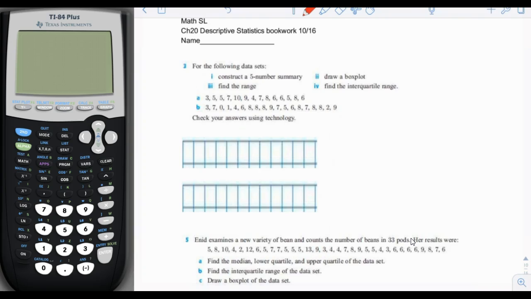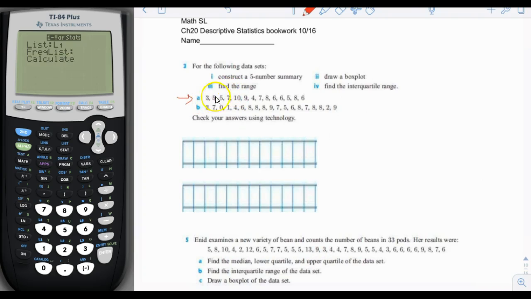Page 10. For the following data sets, construct a 5-number summary, draw a box plot, find the range, and find the interquartile range. So the 5-number summary would be those key 5 numbers we found to make a box plot, which are minimum, median, maximum, Q1, and Q3. So once we find those, the box plot is easy to draw, the range is easy to calculate, and the IQR is also easy to calculate.